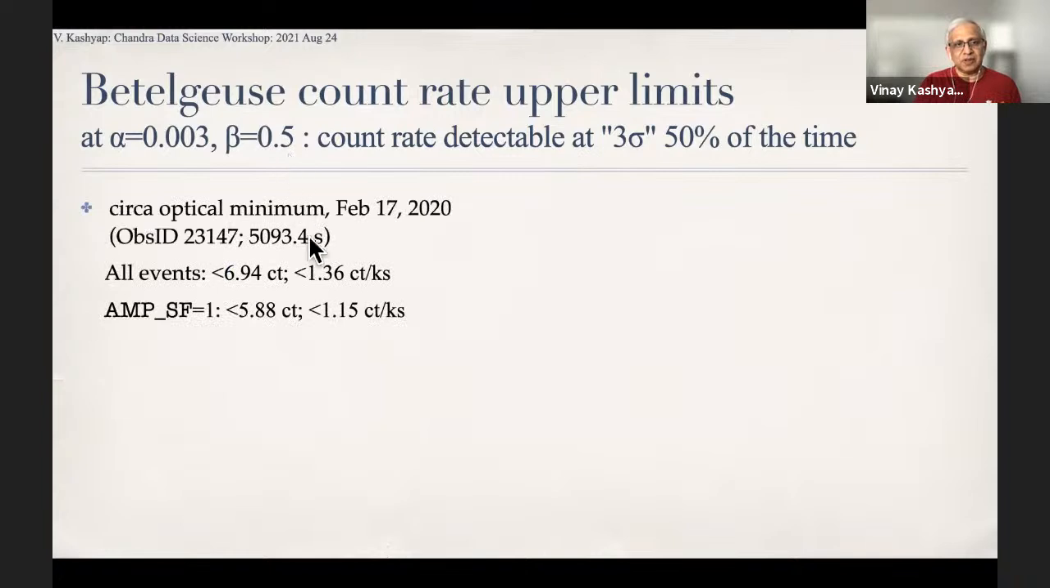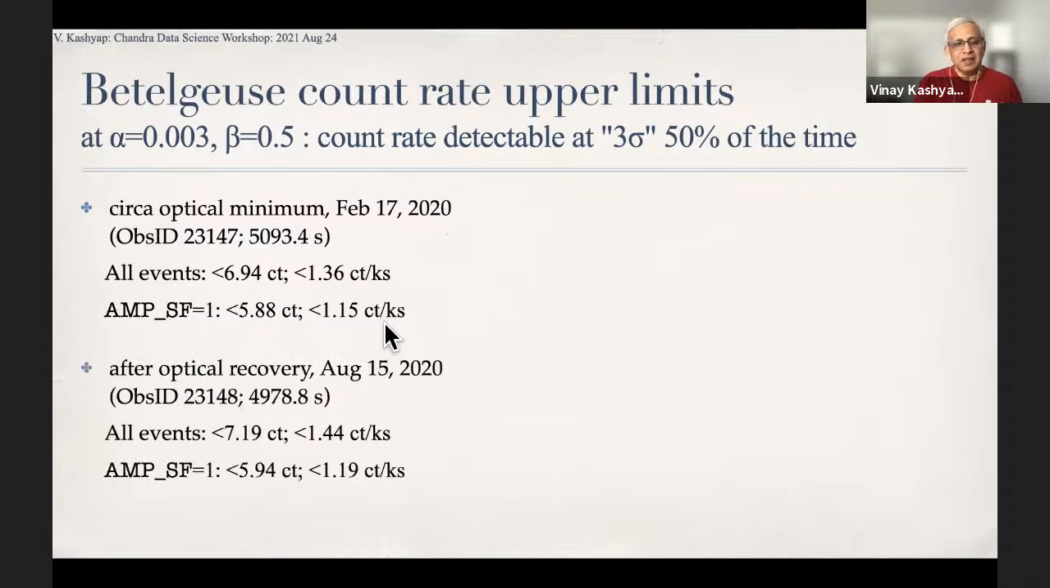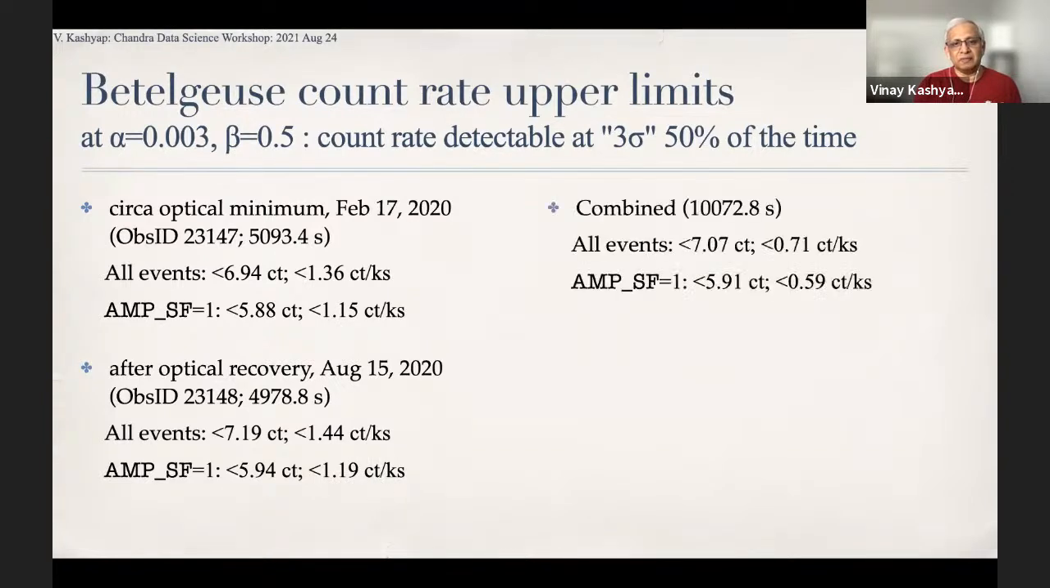That's beta of 0.5. And from the February 17, 2020, minimum of the optical thing, we found a count rate of around one-ish count per kilosecond. After recovery, it didn't change much, around 1 count per kilosecond. Combined, it dropped to around 0.6 counts per kilosecond.